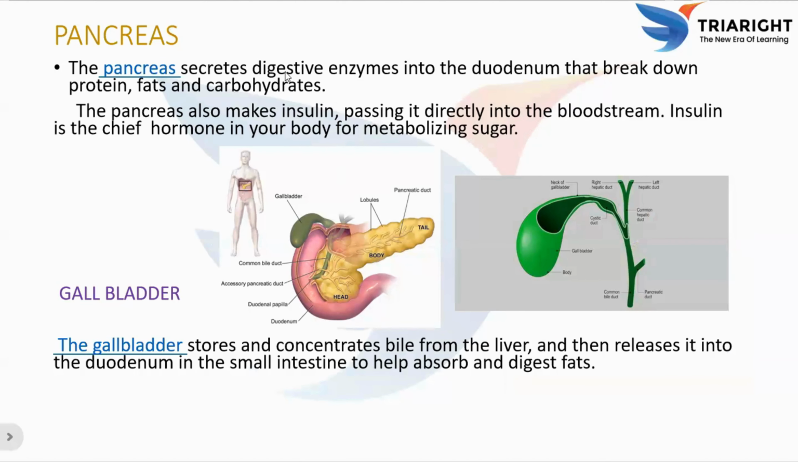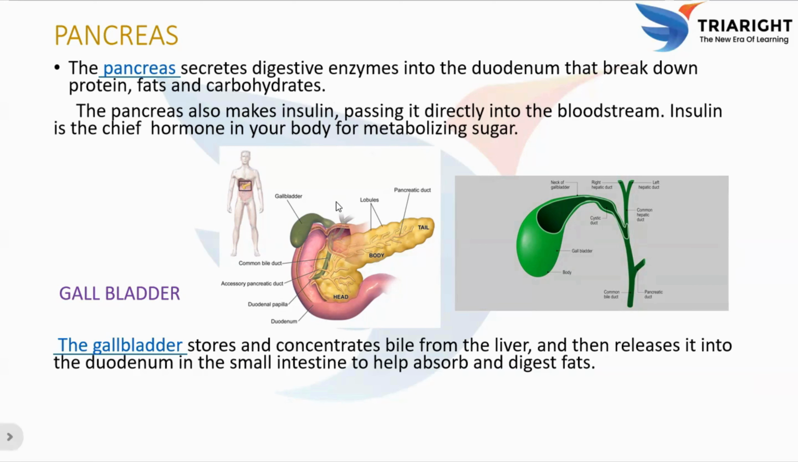And these are the pancreas and gallbladder. These are the accessory organs of the digestive system, right? So the pancreas secretes digestive enzymes into the duodenum that break down protein, fats, and carbohydrates. This is the function of the pancreas, right? It secretes the digestive enzymes into the duodenum, and they break down the protein, fats, and carbohydrates.